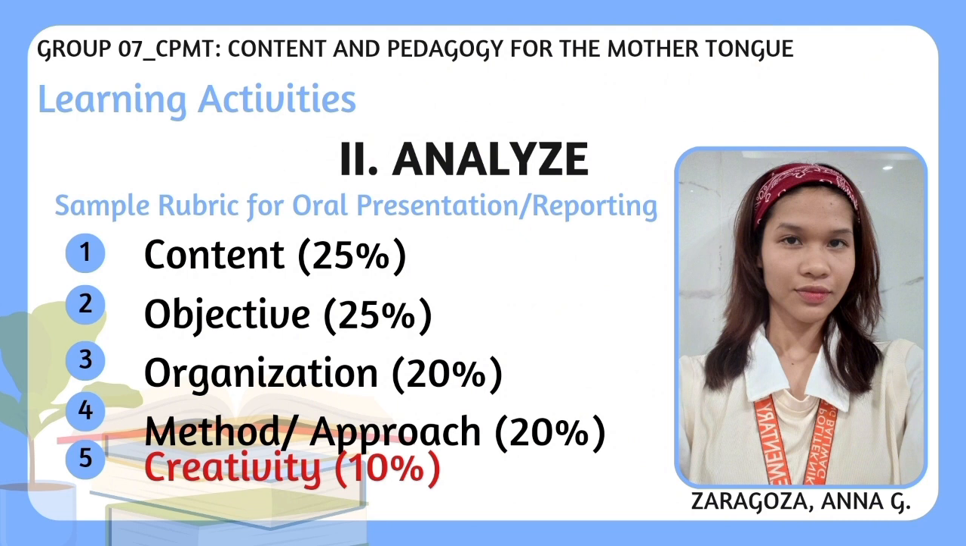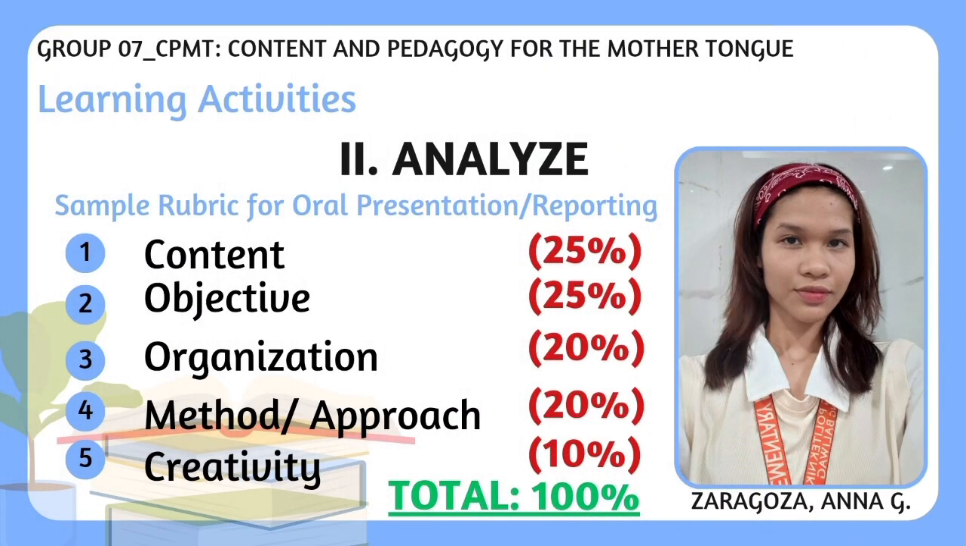Lastly is the creativity, which contains 10%. This measures the originality and innovative aspects of the project. It could include unique ideas, novel solutions, or creative presentation formats. Each category is assigned a weight percentage, indicating its relative importance in the overall assessment. These percentages are used to calculate the total score for the project based on the performance in each category.